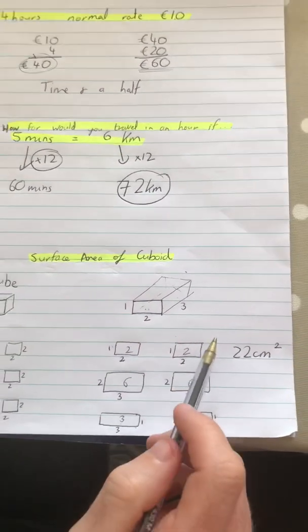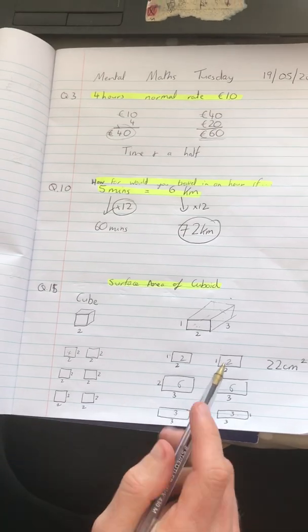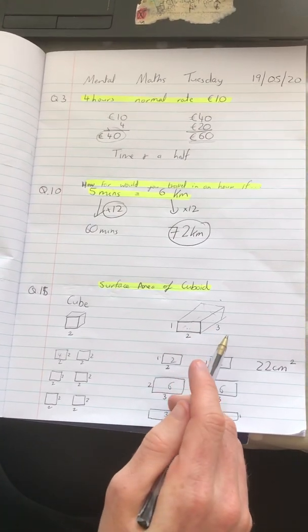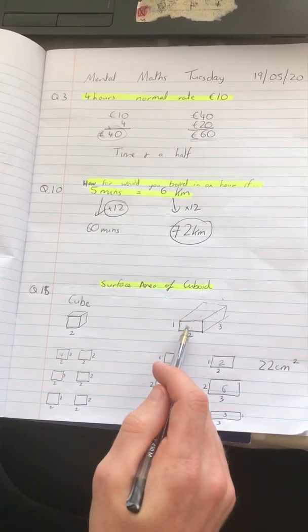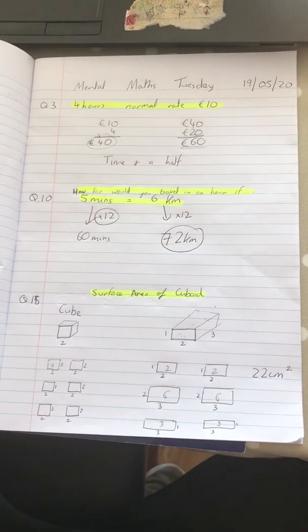So it's a little bit trickier than a cube in that we have different face areas, but the same principle. You still need to find the area of each face and add them all up at the end.